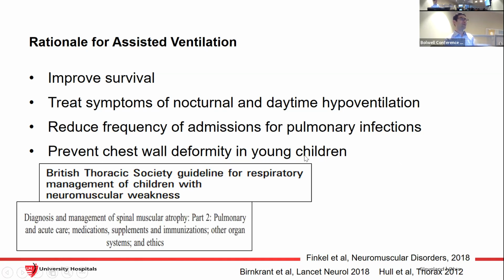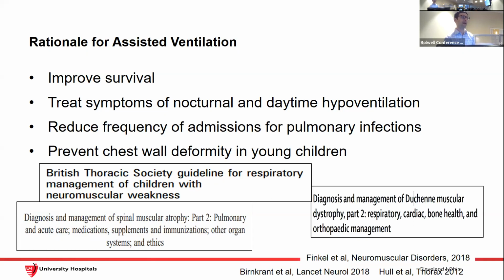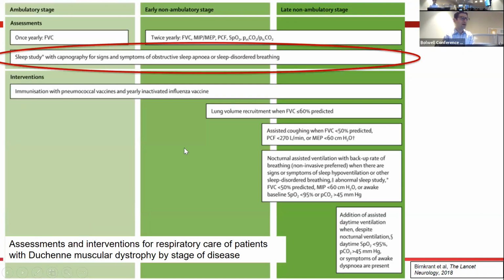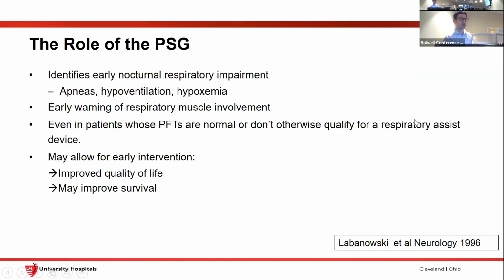Well, it depends which guideline you read, right? So here you have in children, the British Thoracic Society has their guidelines, and you have disease-specific ones, so Duchenne, spinal muscular atrophy, each has their guidelines, and they're all different. I'm not going to go through each one, but I'll just show you the Duchenne's that Dr. Bernkrant was the lead author on from 2018. So here they recommend a sleep study with capnography yearly. And then they also have recommendations about when to start nocturnal assisted ventilation. And in a different slide, I'll show you in bigger print what those are.